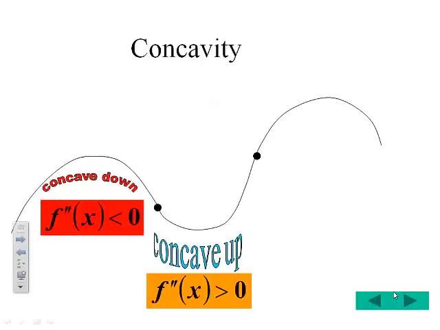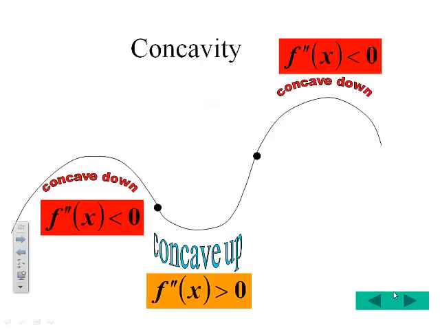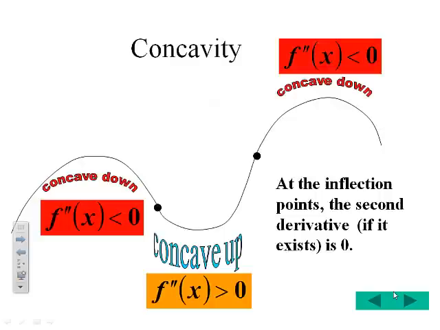So the second derivative is negative, it's concave down. Where the second derivative is positive, it's concave up. And at the inflection points, the second derivative, if it exists, will be 0.